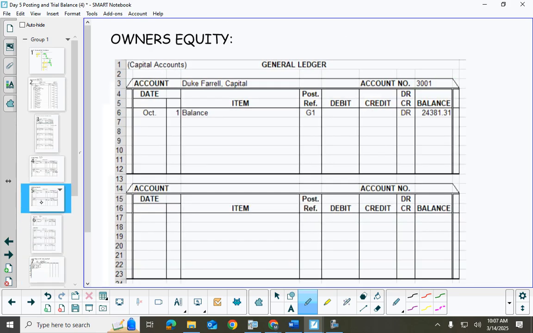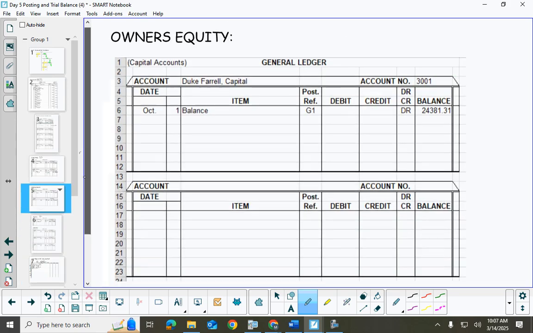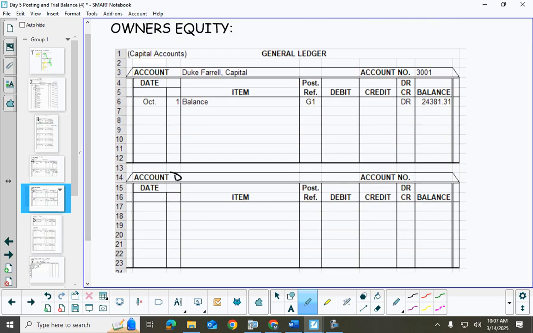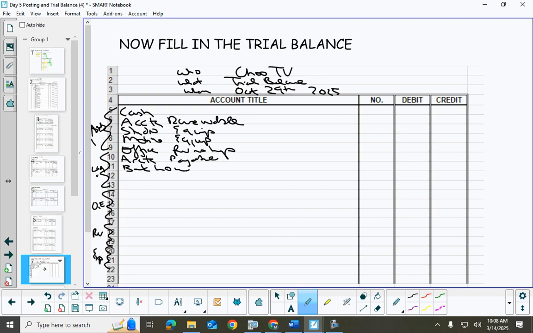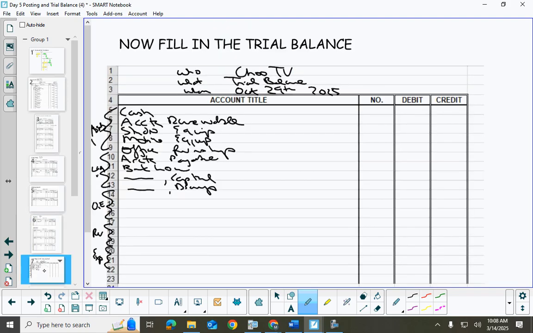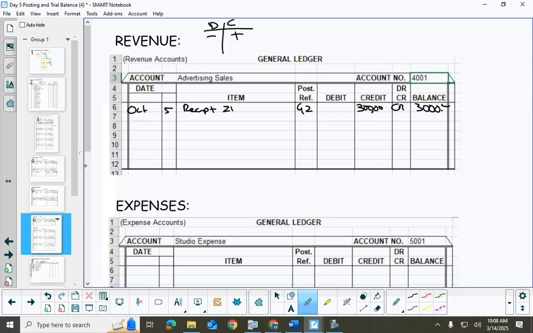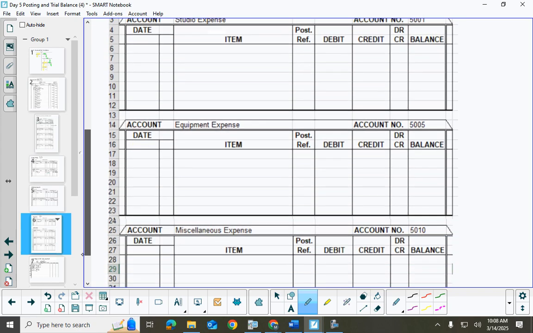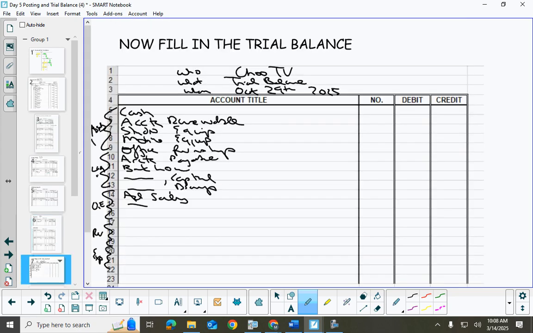Then you're going to do your capital accounts. So you've got capital. This one should say Duke Farrell Drawings. I'm sorry, I don't know why I didn't put that in there. So you've got the owner's name capital, the owner's name drawings, and then you've got your revenue account, which is advertising sales, and then you've got your expense accounts, which are 1, 2, 3 expense accounts.